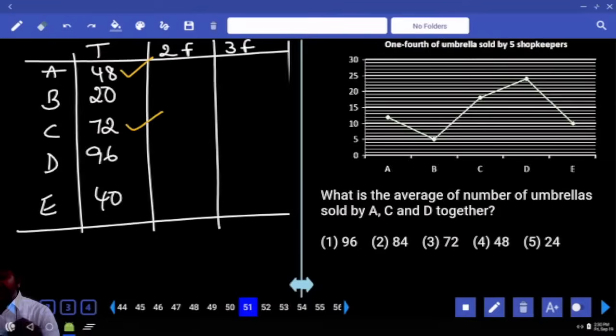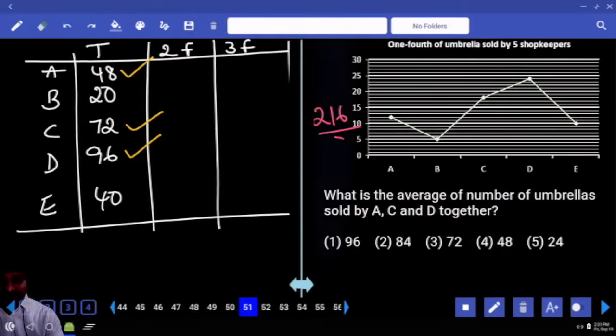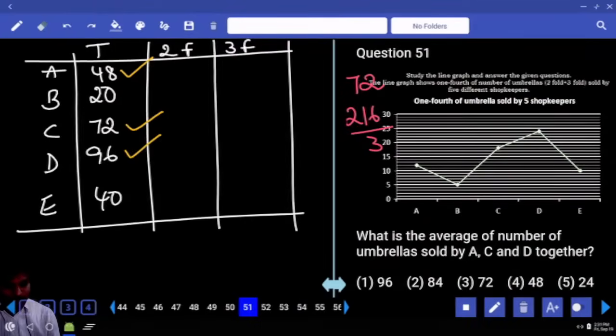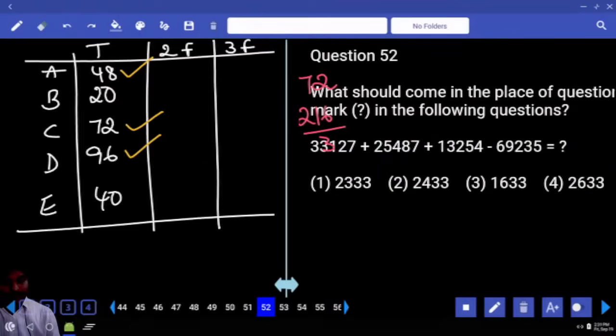A and C sum, 120 plus 96, is 216. The question is to identify the average, so divide by 3, which gives 72. You got it?